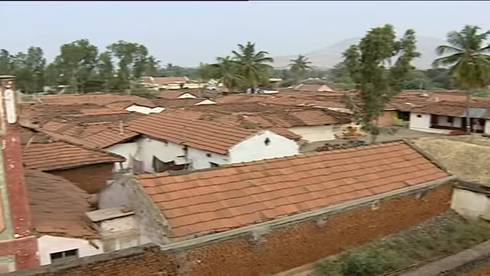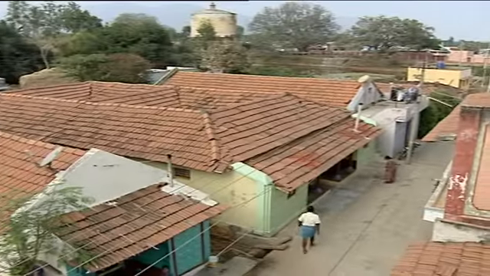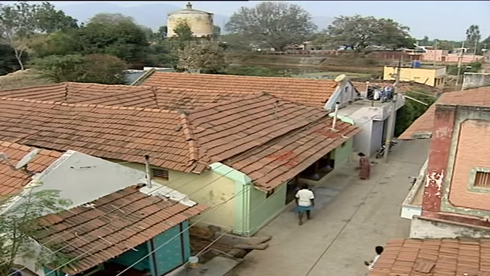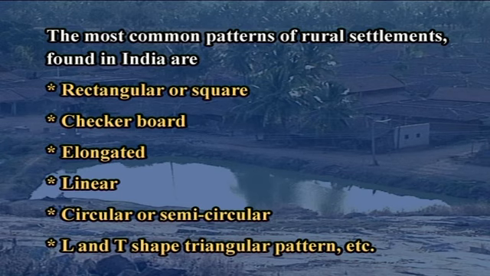However, some patterns do emerge depending upon the site of the village, layout of streets and arrangement of buildings in the village. The most common patterns of rural settlements found in India are rectangular or square, checkerboard, elongated linear, circular or semicircular, L and T-shaped, and triangular pattern. The most common is the rectangular or square pattern.